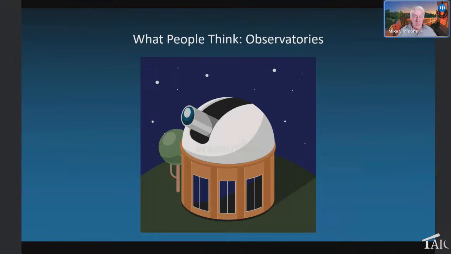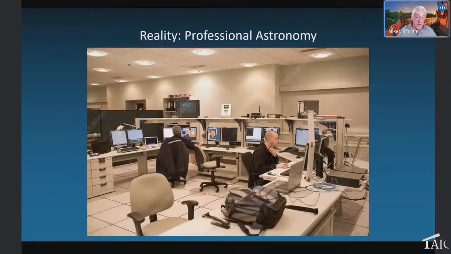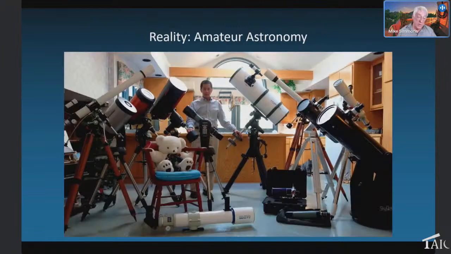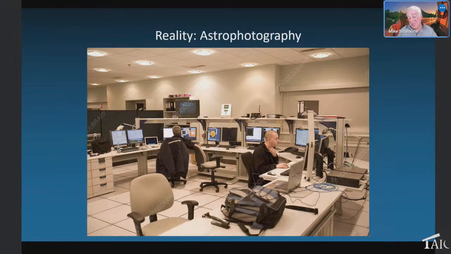Then there's what people think about observatories, and this typical thing with the telescope sticking out. So the reality is, at observatories, this is an observing room at a professional observatory. I don't remember where this is, but this is what it's like. It's full of computers, and that's what you do if you're even there at a professional observatory. Now, for amateur astronomy, this is what a lot of people's houses look like. This is Ed Ting, by the way, who writes for a website that I'm the editor of. I'll mention later, Astro Gear Today. And so that's the reality for observing, but the reality for astrophotography is kind of the same thing.